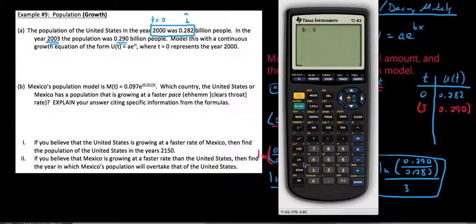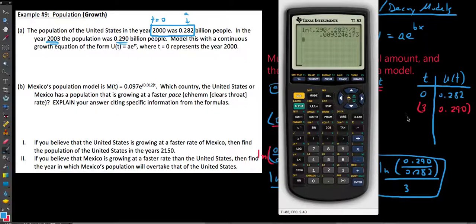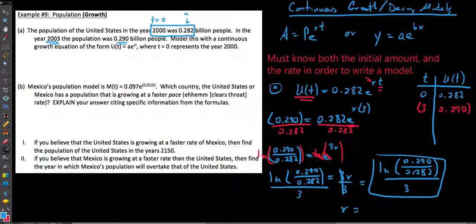So let's go ahead and get a decimal value for this. We say the ln of 0.290 divided by 0.282, end parenthesis, all of this divided by 3. We get this rate right here, which is actually not too incredibly small. We're going to go up to the first 4 non-zero decimal places. So we have 0.009325. So we have rate is 0.009325, and I'm going to throw a box around this.